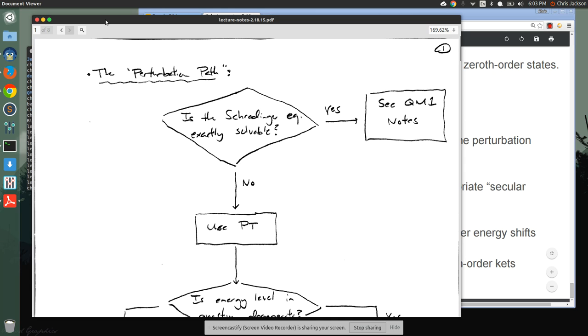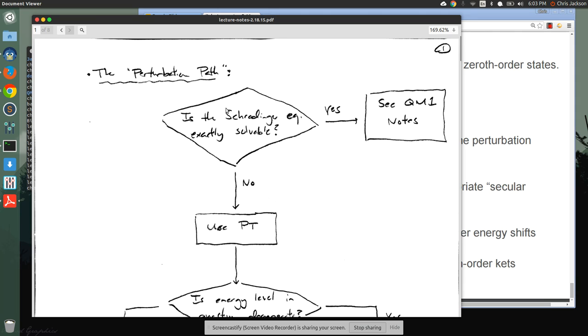And today, what I want to do is work through a couple of examples. But before I do that, I want to take you down the perturbation path. This is a kind of diagram, I don't remember what these diagrams are called, that I made up a couple of years ago just to help people understand when to use perturbation theory, or what type of perturbation theory to use.